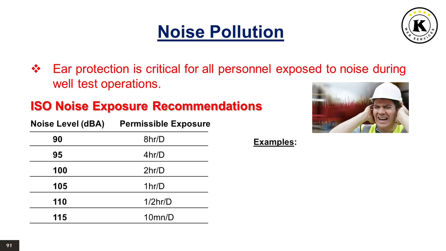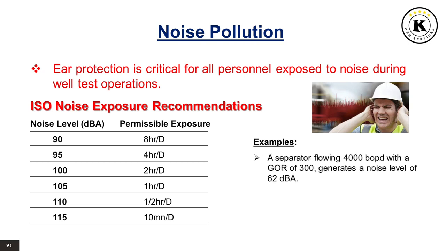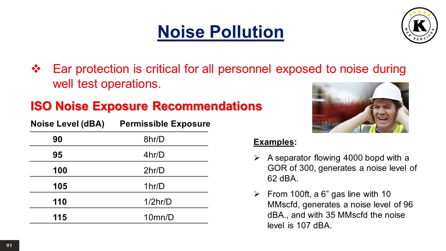For example, a separator flowing 4,000 barrels of oil per day, with a GOR of 300, generates a noise level of 62 decibels. From 100 feet, a 6-inch gas line with 10 million standard cubic feet per day generates a noise level of 96 decibels, and with 35 million standard cubic feet per day, the noise level is 107 decibels.